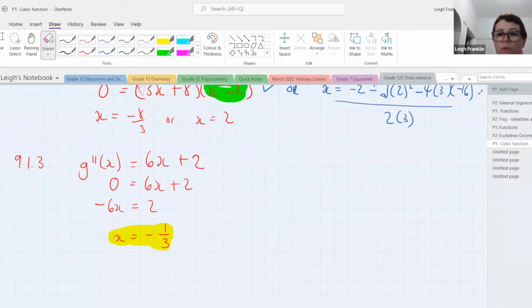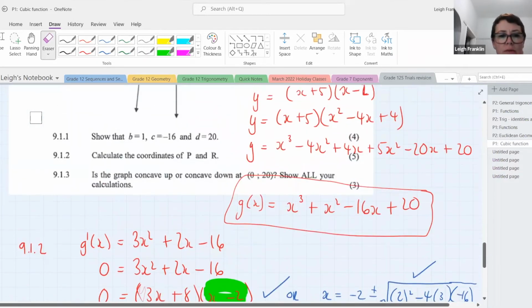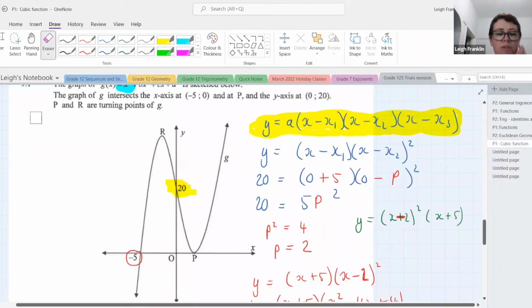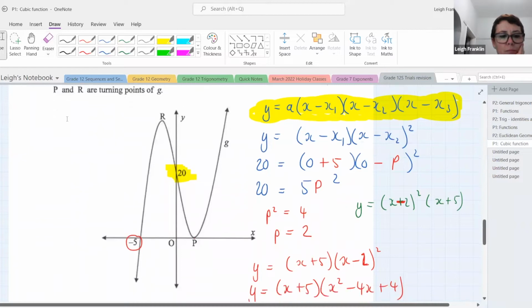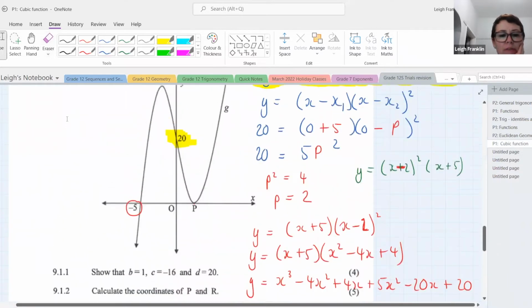What's happening with the graph, Kaiser? I'll go back up again and have a look. -3 to positive infinity. What would the graph be doing? Or sorry, negative a third to positive infinity, what would the graph be doing? Concave up or concave down?